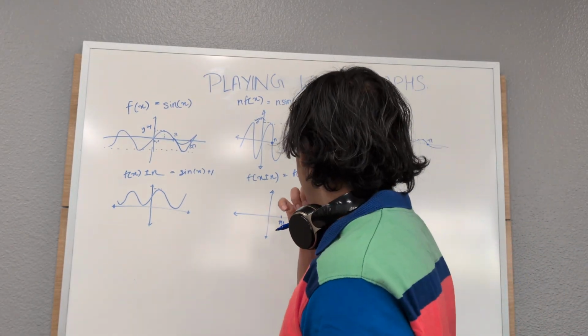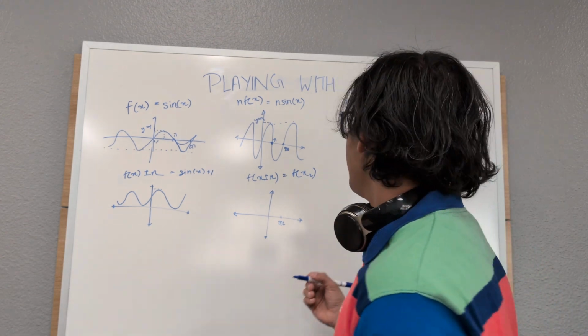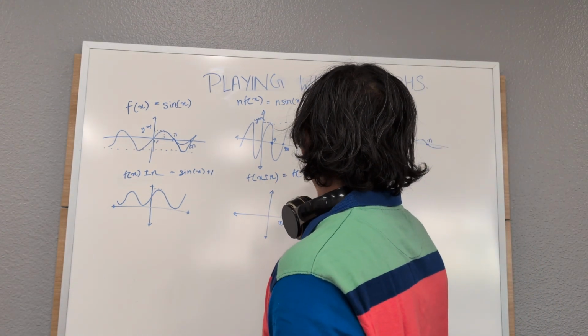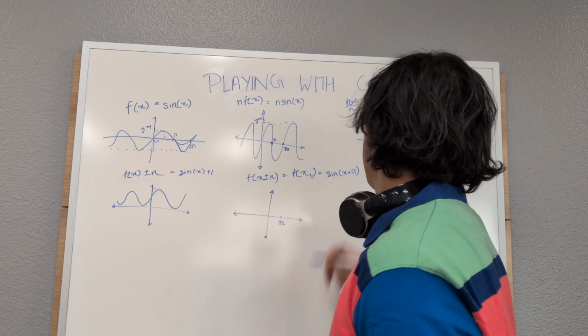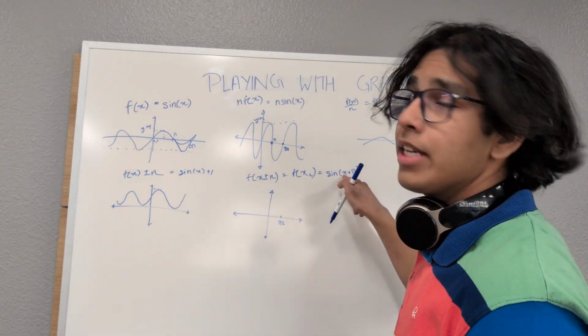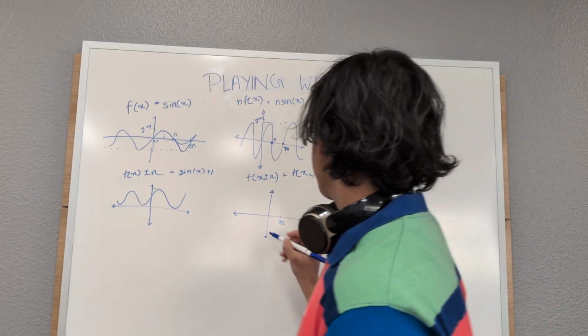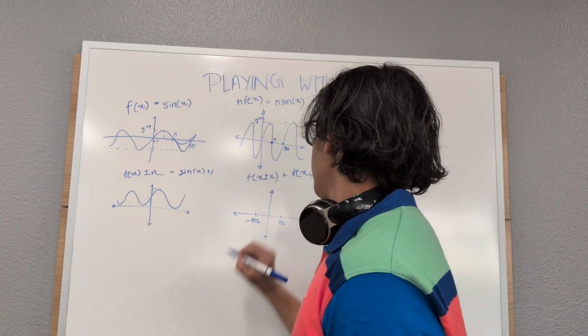So let's just say, for sake of simplicity, n is pi. So our function is sine x plus pi. So this would peak at pi by 2 when x is negative pi by 2. So actually our graph will be shifted pi units to the left.